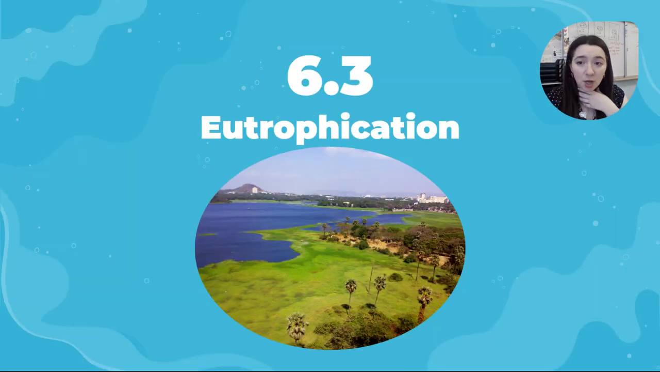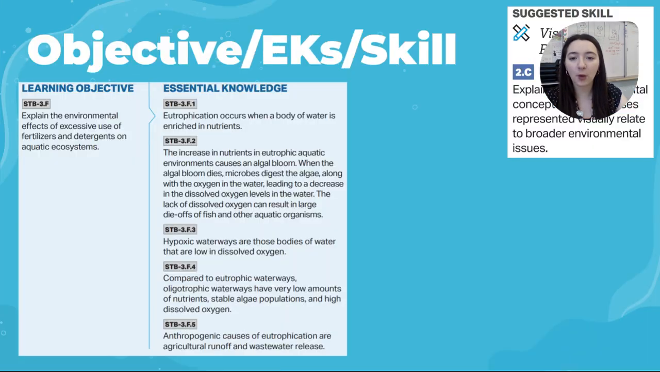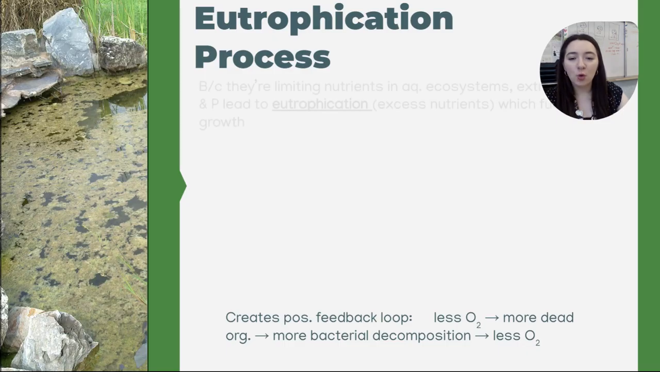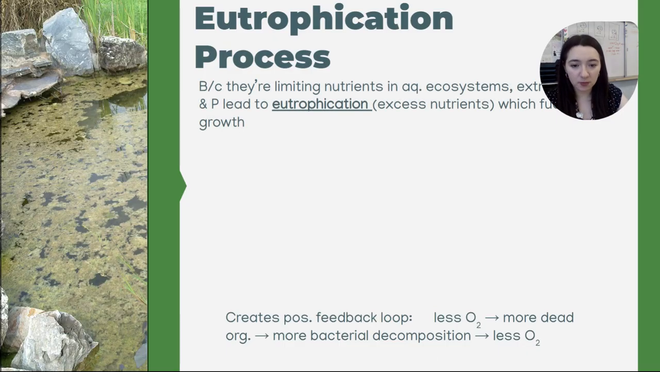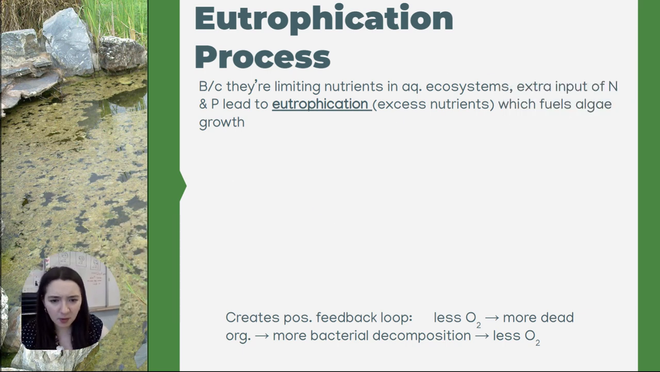Okay, now let's talk about eutrophication. This is something I'm going to breeze right through because we've talked about this a little bit before, when we did Unit 3 on the nitrogen, carbon, and phosphorus cycle. Okay, so eutrophication. Oh, let me move my face over here. Can I make myself smaller?